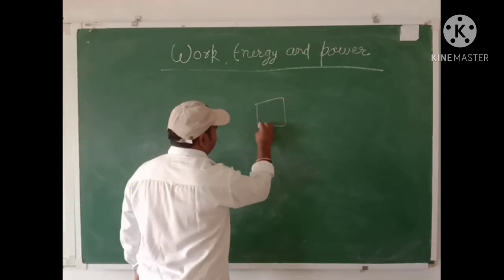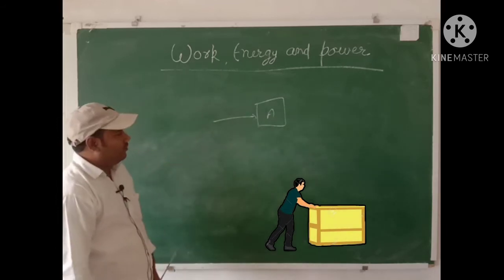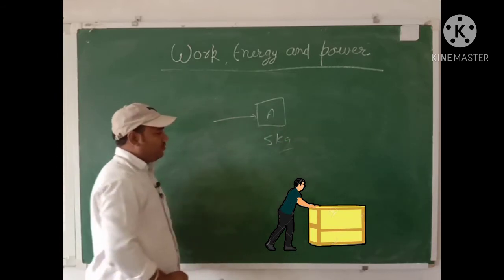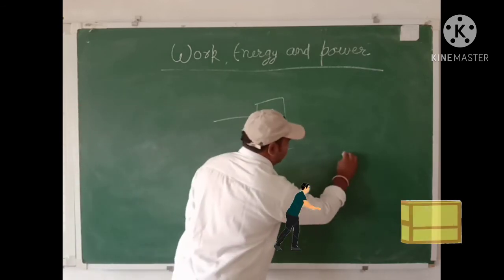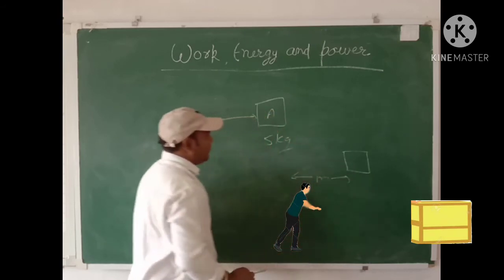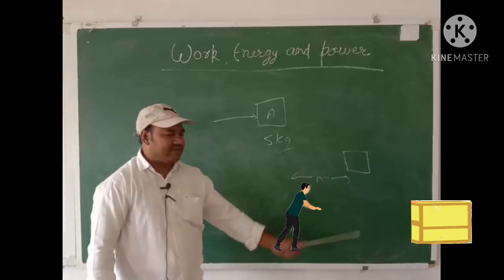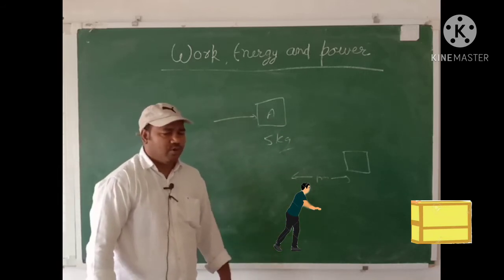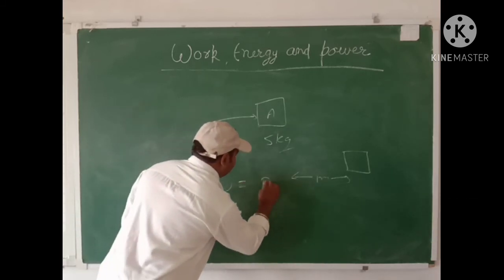Suppose there is a block A of 5 kg and you have applied a force on this block in this direction, and the block has moved, displaced up till here. It means force is applied in this direction and the body has also displaced in this direction. Force is in this direction and displacement is also in this direction. Both are positive. So my work done will be positive.